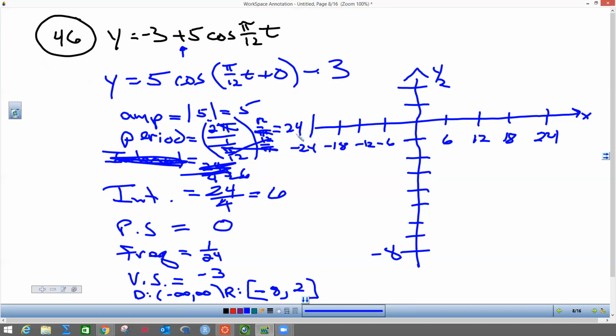Frequency is taking the period, which if you make the period into a fraction, that's 24 over 1. You take the period and you do the reciprocal. You just flip it upside down.